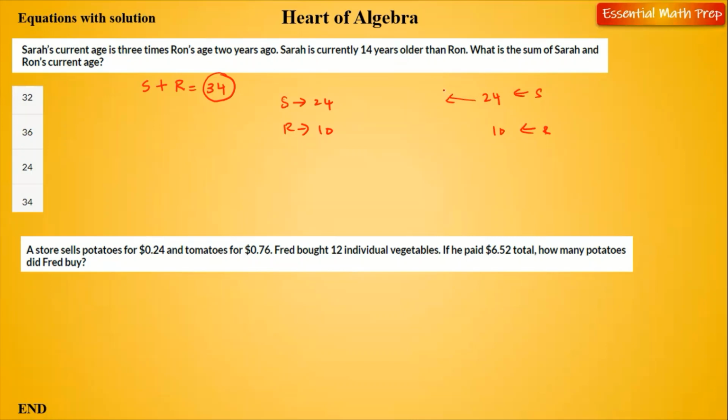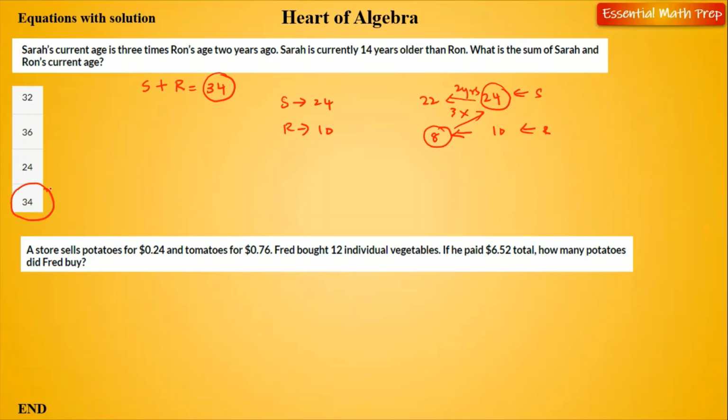2 years ago, Sarah's current age is 3 times Ron's age 2 years ago. So what would be Sarah's age 2 years ago? She would be 22, right? But where would be Ron 2 years ago? It would be 8 years old. So Sarah's current age is 24, is 3 times Ron's age 2 years ago. That is, this is Ron's age 2 years ago. So 8 times 3 is 24. So the correct answer is 34.